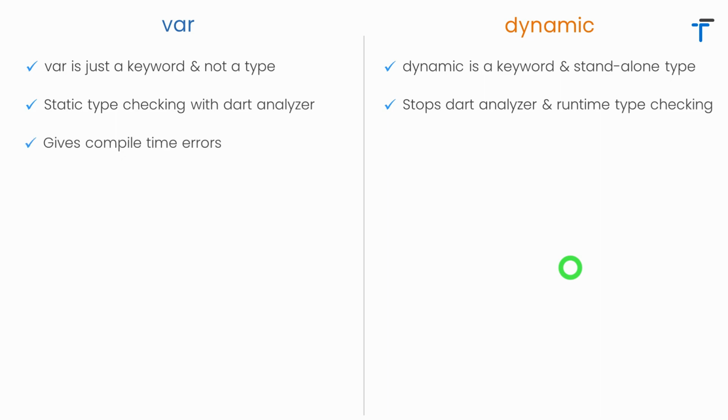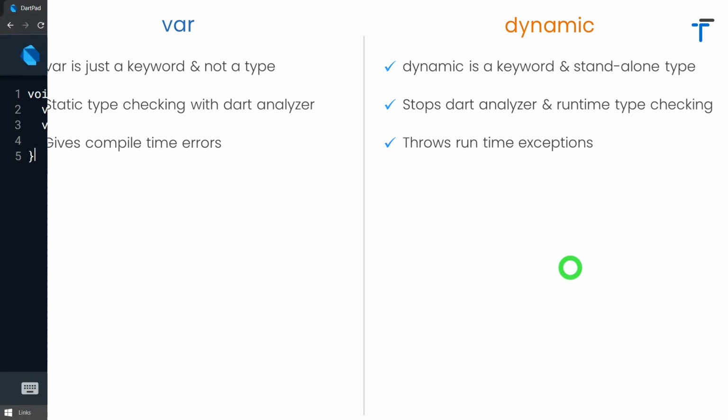In case of mismatching values or performing wrong operations on the variable, Dart simply gives a compile time error for a variable declared with var. On the other hand, when you perform wrong types of assignment or wrong operations over a variable declared with dynamic, Dart gives you a runtime exception instead of showing compile time errors. To understand both these statements, let's jump again into the Dart pad.